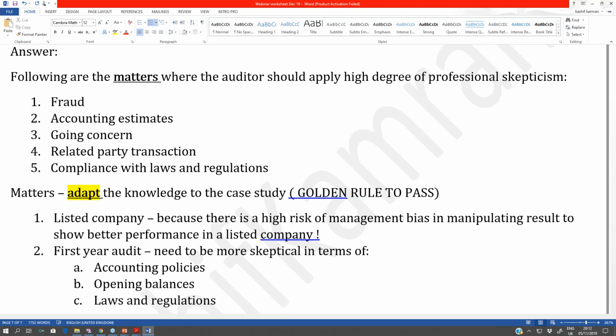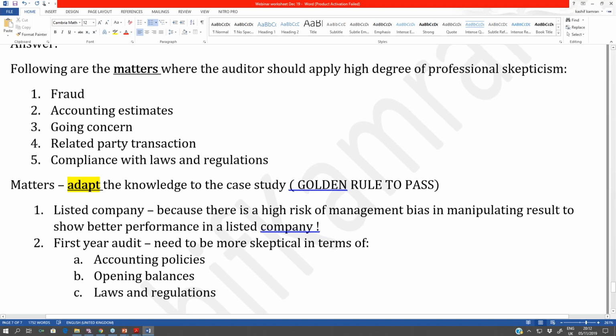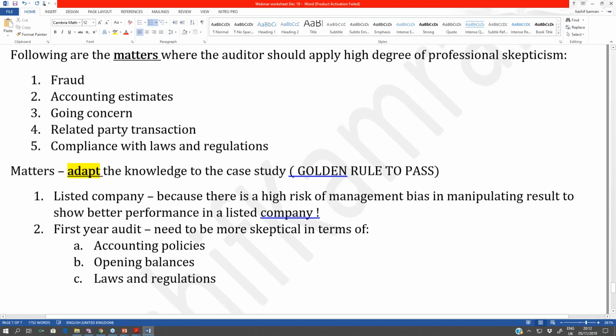So when I am approaching the audit of Bassett Group for the first time, should I be more skeptical in looking at the accounting policies of Bassett, whether they're right or wrong, looking at the laws and regulations for Bassett, looking at the opening balances for Bassett? See how many areas can fall under the first year audit where I need to be more focused on, where I need to be more skeptical on.